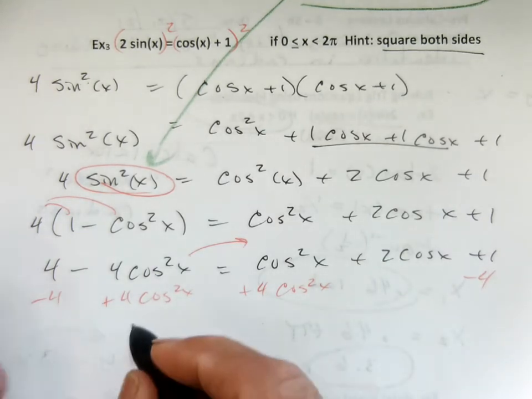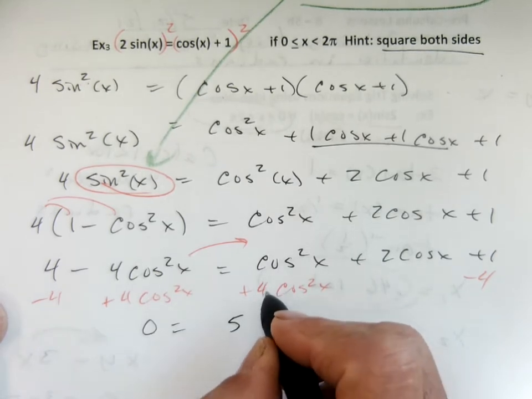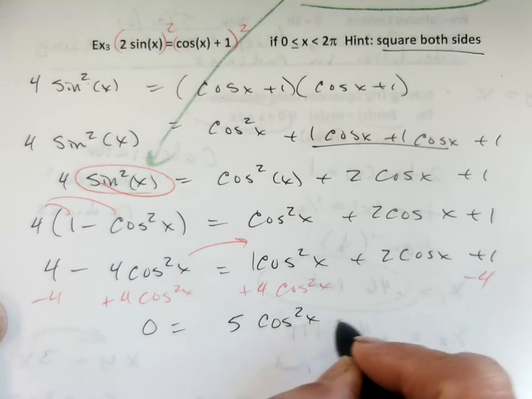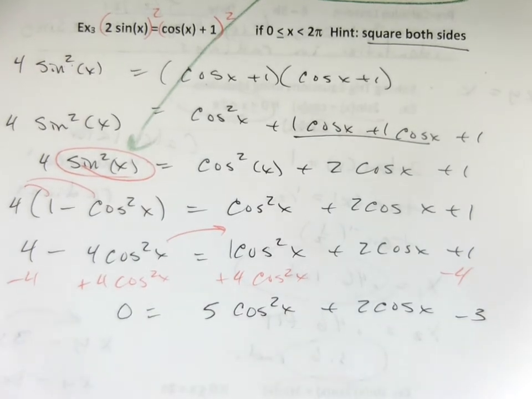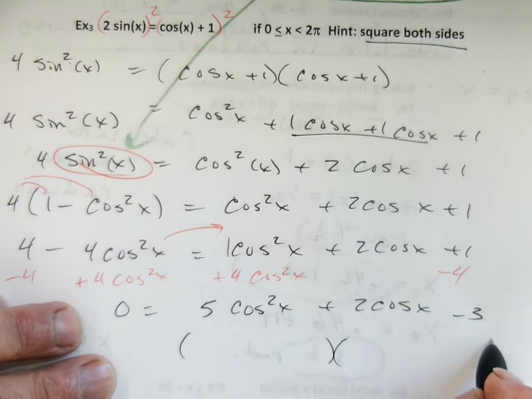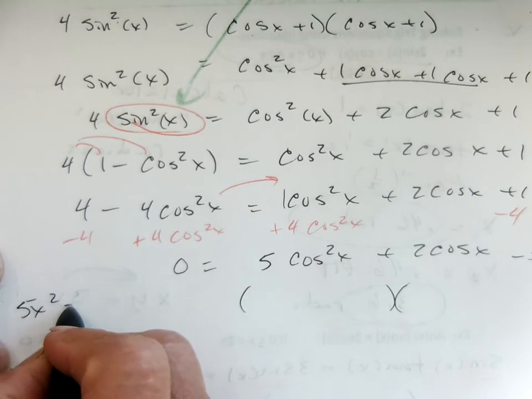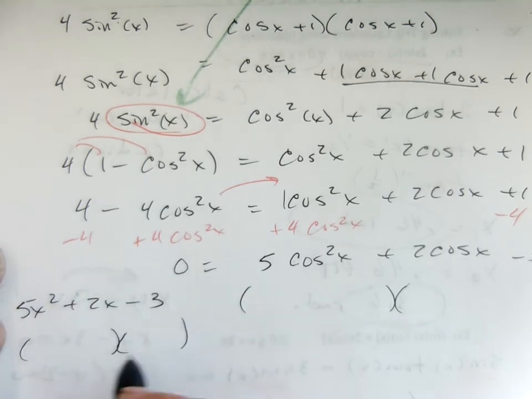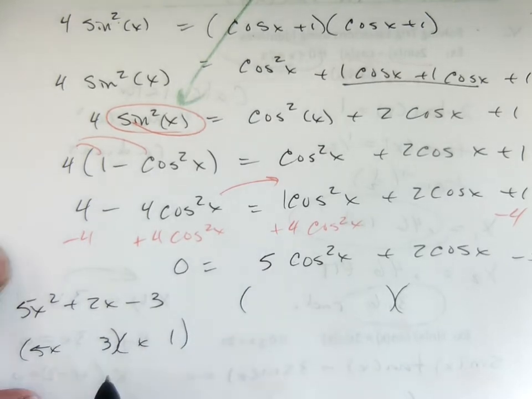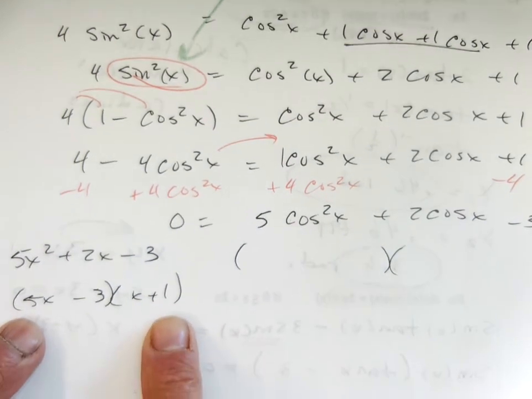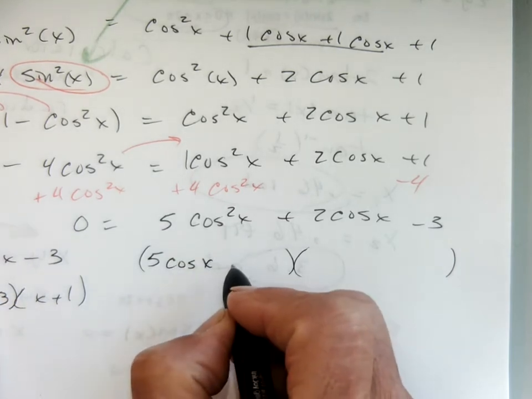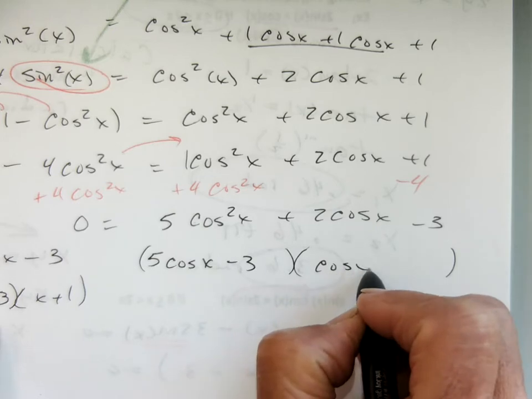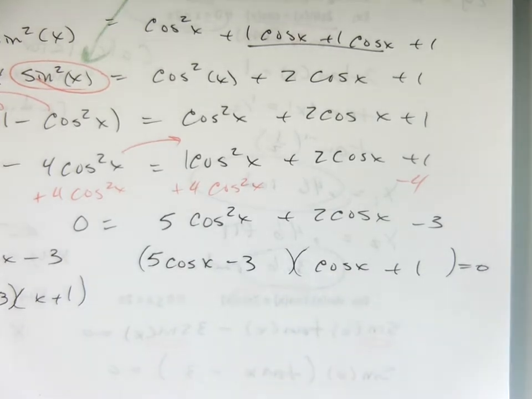Okay, we're going to have 0 equals, I'm going to factor in a second, 5 cosine squared of x plus 2 cosine of x minus 3. Okay, hopefully that'll factor. Yeah, it will factor. Perfect. Little side note, if I have 5x squared plus 2x minus 3, 5x, x, 3, and 1. I need a positive, negative. Yeah, that'll make a negative 3, positive 5. It does factor, right? So this will factor too. But in terms of cosines, I'll go 5 cosine of x minus 3 times cosine of x plus 1 equals 0. Okay? How am I doing?